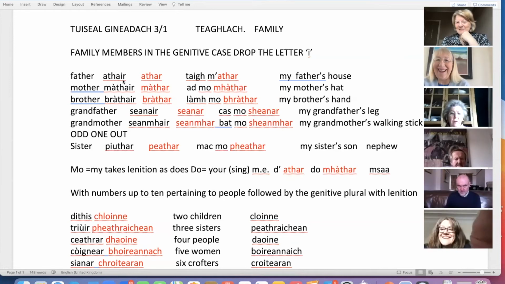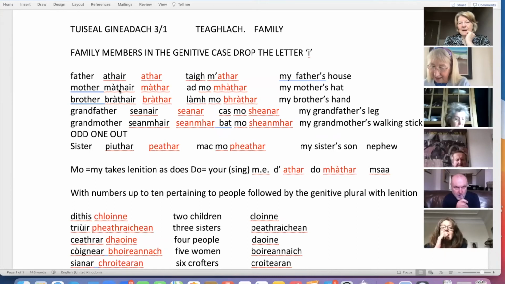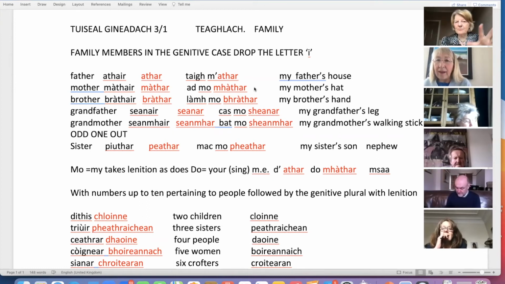To make things even more confusing, I told you earlier on to add an I with the feminine words. Okay. Here's màthair, a feminine word. Màthair, remember mother, becomes màthar. So hat mo mhàthar is my mother's hat. So remember, this is also possessive.